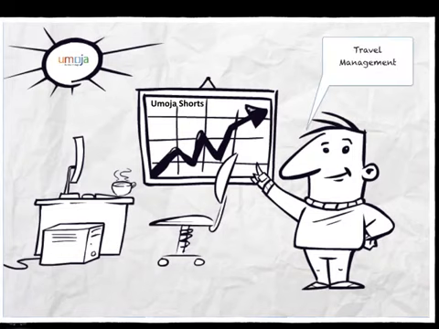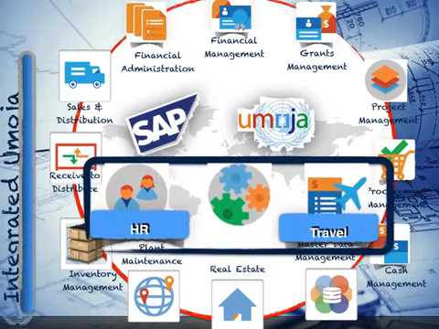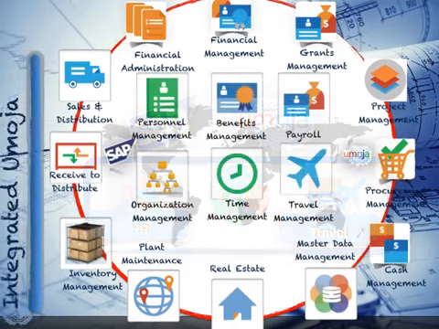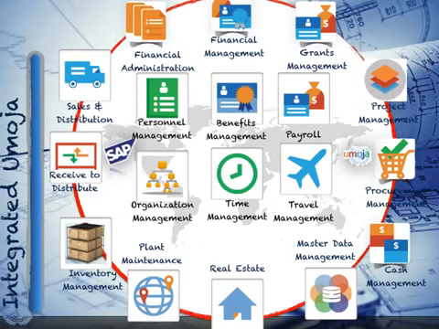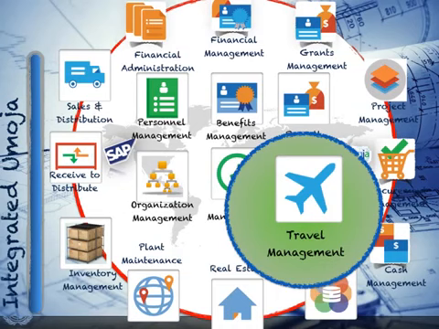Today, we are going to talk about travel management, an application that touches almost everyone in the organization. To do that, let's start with the blueprinting. The integrated Umoja has all the foundational processes and also the extension processes belonging to HR and travel. And the HR and travel, which constitutes the extension part of Umoja, brings into the blueprint six additional modules: personnel management, benefits, payroll, OM, time, and travel management. And in today's discussion, we are going to talk about travel management.